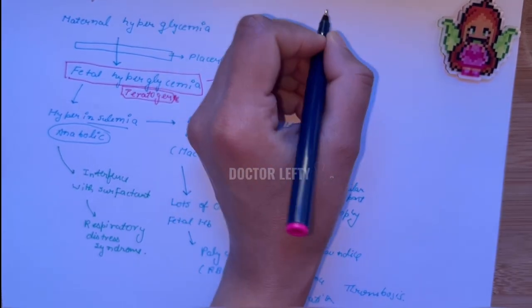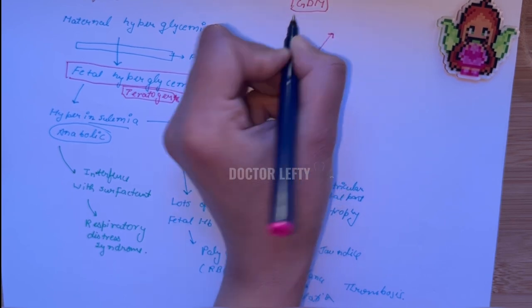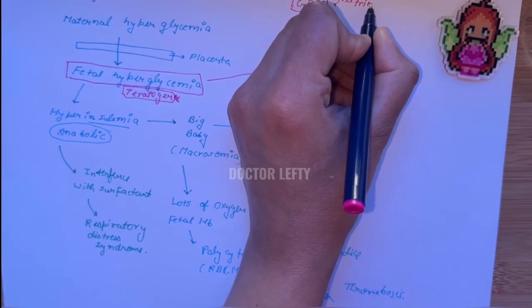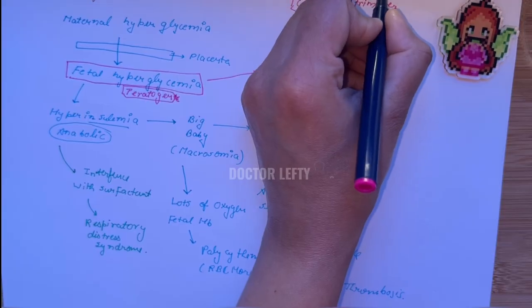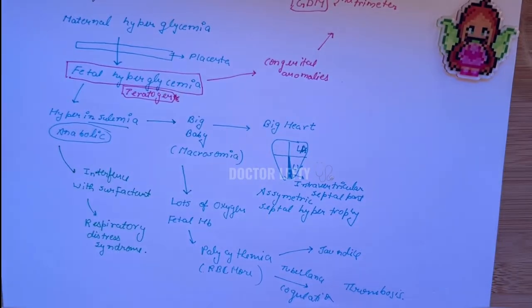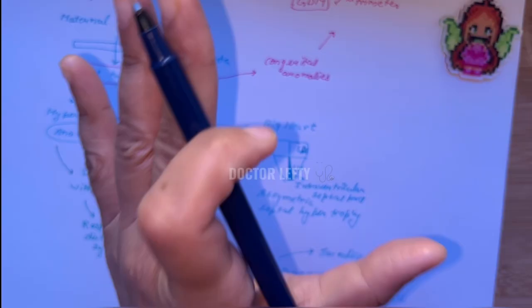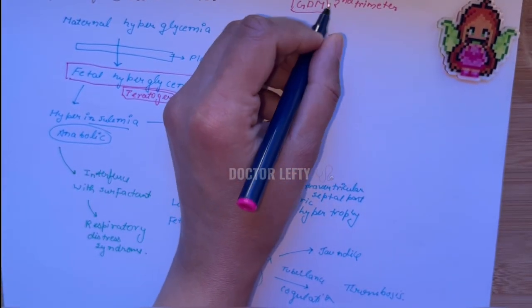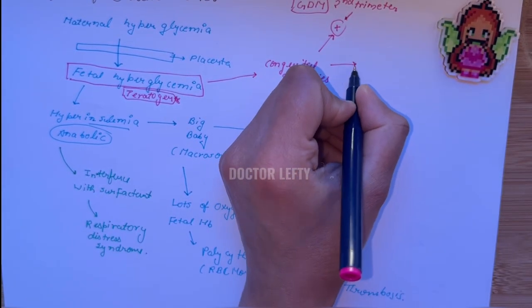Gestational diabetes mellitus, I am writing here GDM. It starts during the second trimester, 24 to 26 weeks of gestation. So by that time all the fetal organs would have formed. So if the baby is exposed to this excessive glucose, it will not result in any congenital anomalies. So here I am going to write a cross because the baby will not get any congenital anomalies.